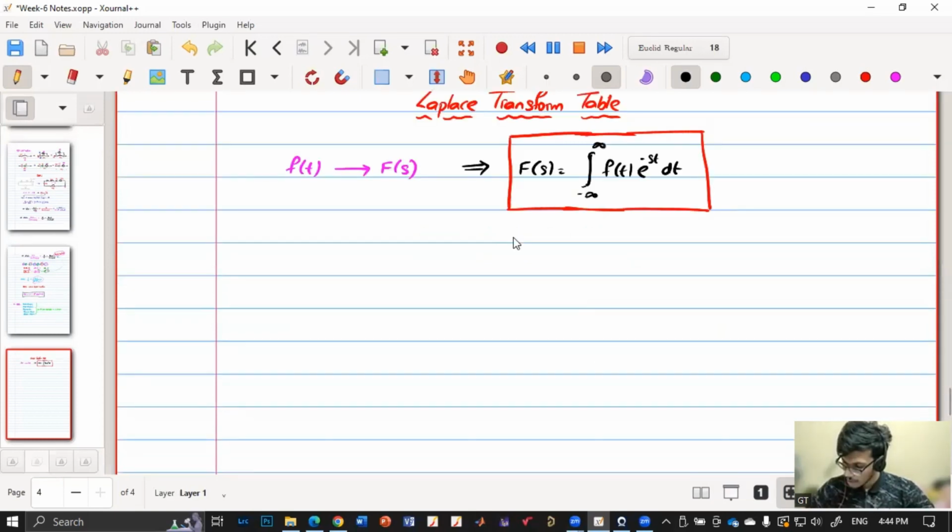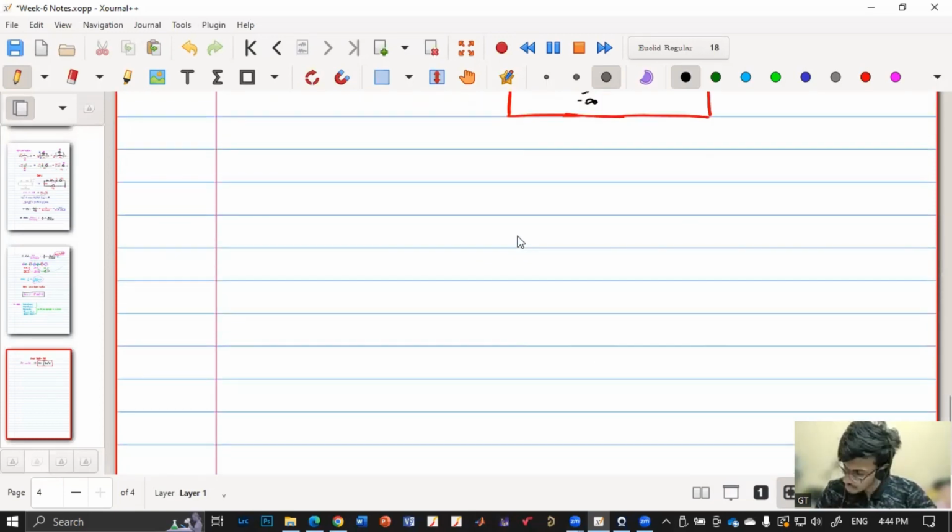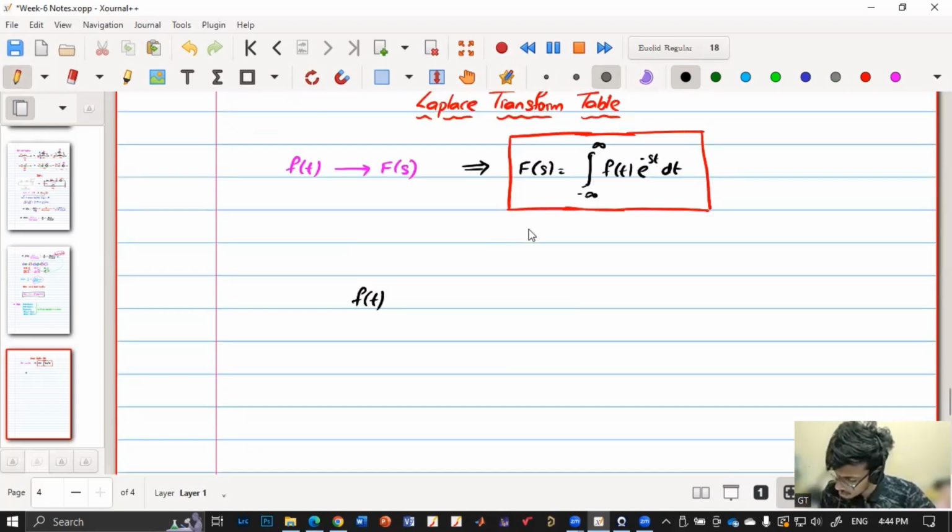So now we'll get back to f of t. Say we have, so I have written some functions. So from there, I'll just take a note. First function is 1. So if it is a constant 1 or k, it will be 1 by s, simply.